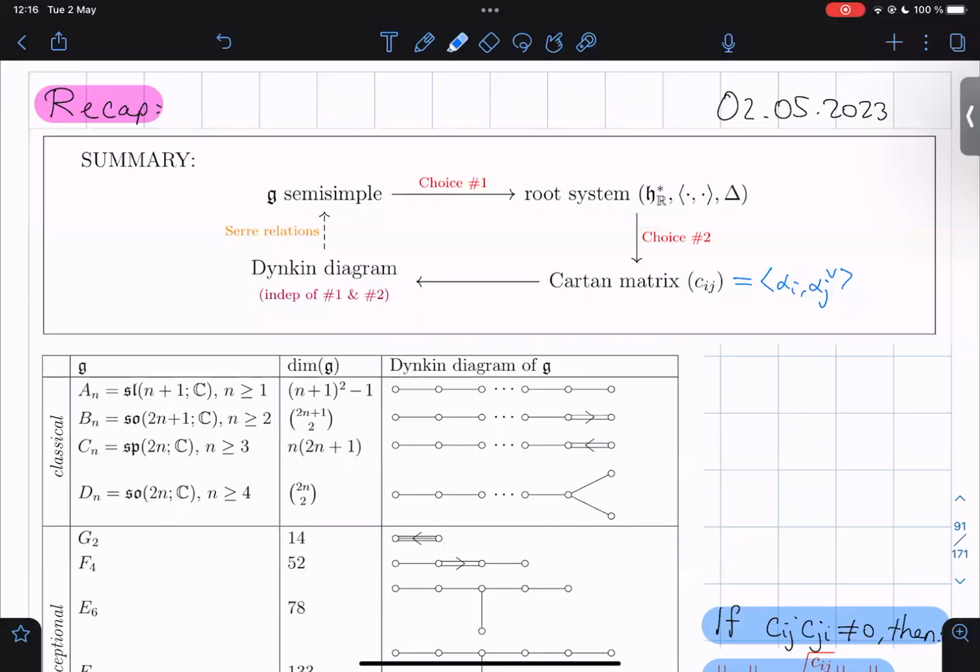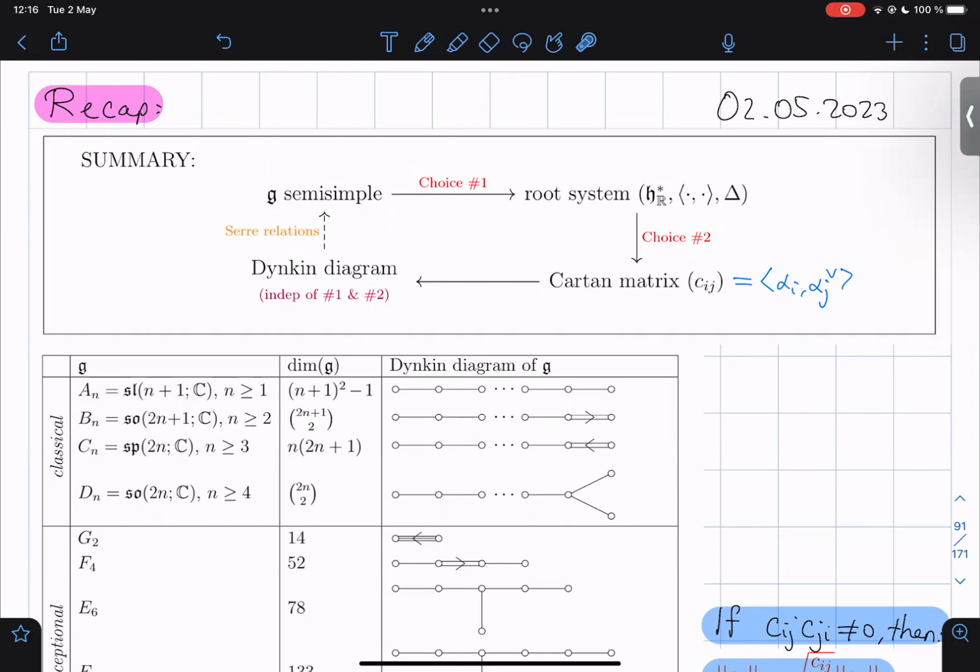Okay, so welcome back, everybody. Let me start with a recap of where we're at. We're in this section about general semi-simple Lie algebras. And really everything that we're doing now is the same steps as what we saw for the SL3 case.